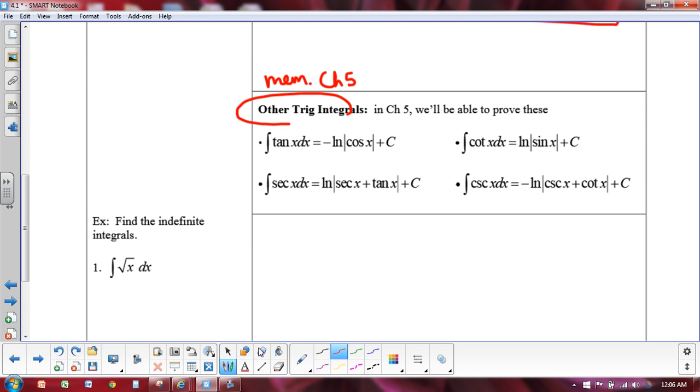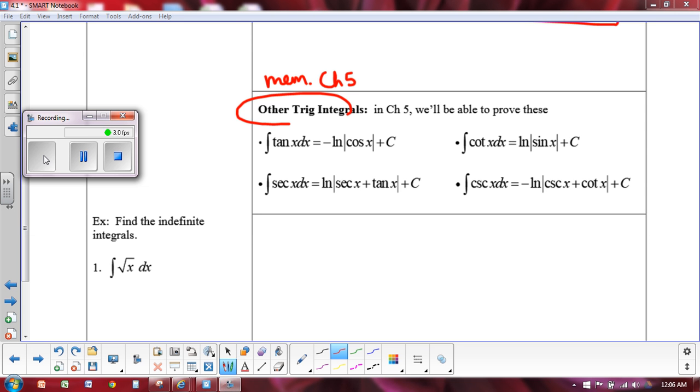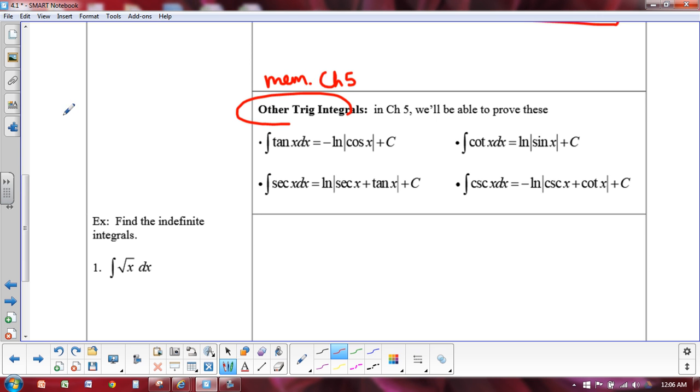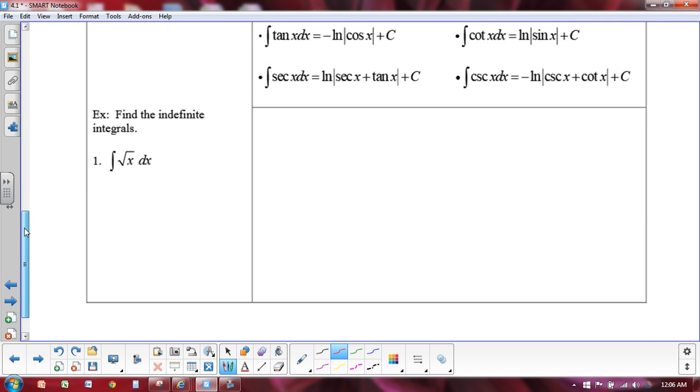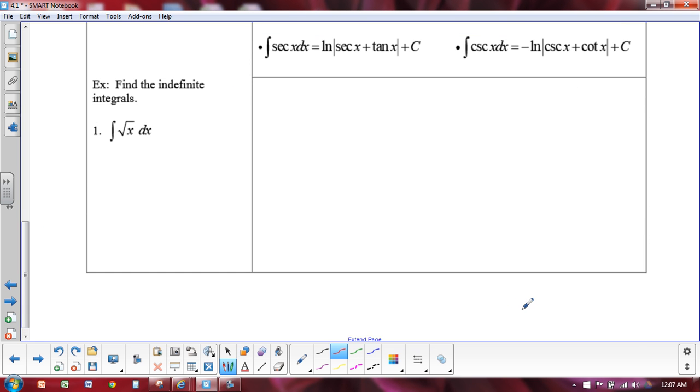Okay, give me 1 second. Okay, so we have all the rules we need. We're now ready to find indefinite integrals, or we're ready to integrate. Okay, we have no product rule, no quotient rule. The only rule you're working off of today is the power rule and trig.